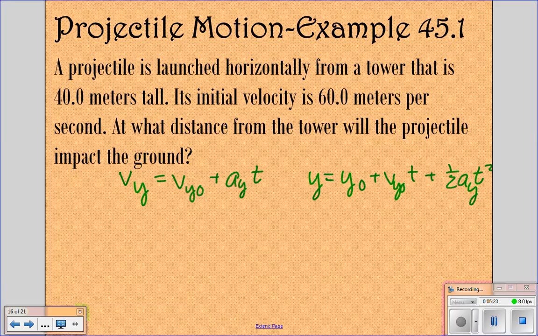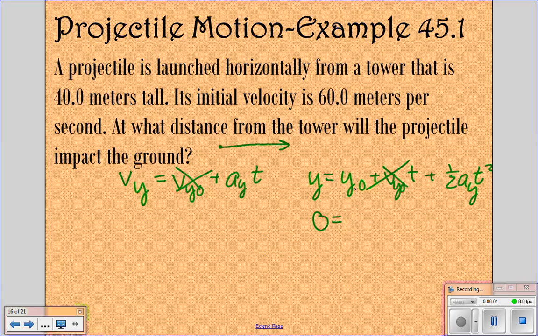On these, the initial velocity in the y direction is 0 because we've got a projectile and it is thrown horizontally. And so it goes this direction only. That's in the x direction. In the y direction, there is no velocity. So that term goes away and this term goes away. And so now we want to know when it will hit the ground. And that's when our y is equal to 0.